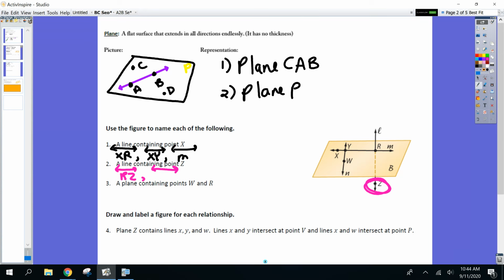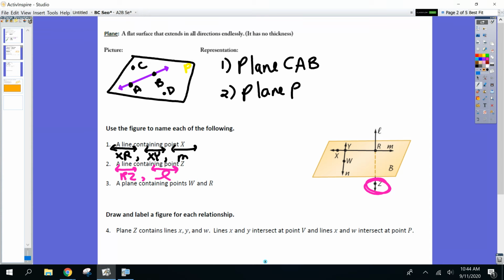Is it the lowercase letter? You can. So the lowercase letter on top, we could name this line L. Okay? The B is for the plane, which I'll get to in a second. Okay, everybody good? Okay, next up, number 3.